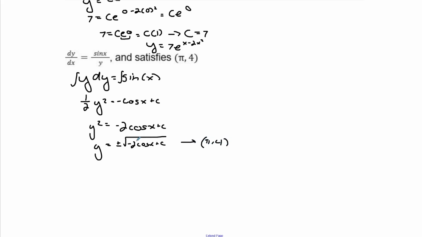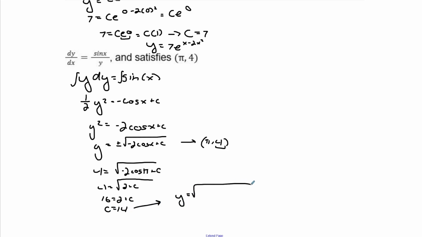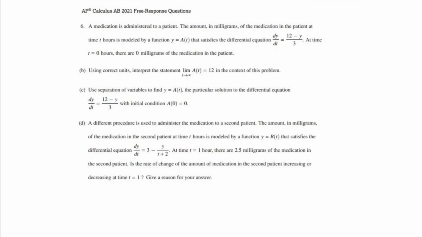So be careful, we need to use the positive square root because 4 is positive, so y needs to equal a positive square root. So we're going to say 4 equals the positive square root of negative 2 cosine of pi plus c. Cosine of pi is negative 1, so that's negative 2 times negative 1, so 2 plus c. We could say 16 equals 2 plus c if we square both sides, so c equals 14. So we would then write this as y equals the square root of negative 2 cosine of x plus 14.